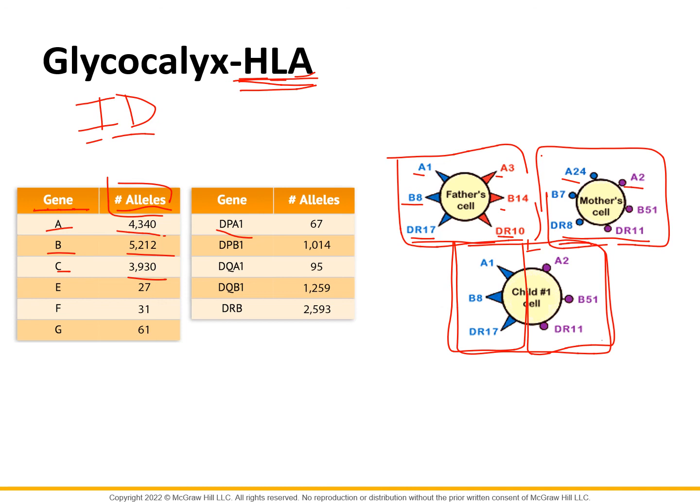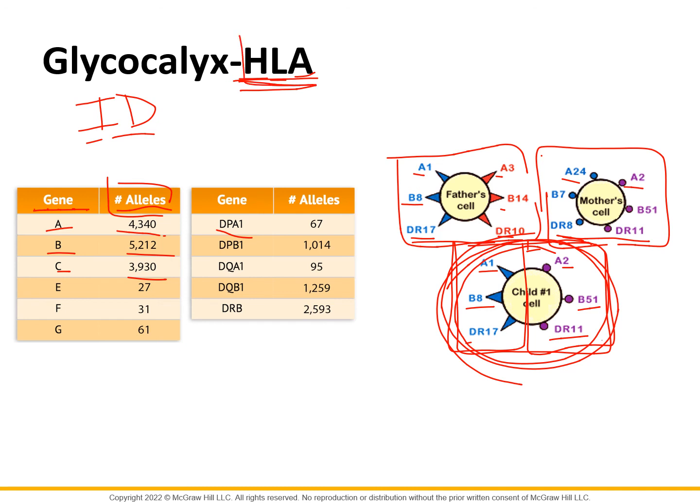So the thing where HLA comes into play a lot is if this child needs a transplant. So let's say that child needs a kidney transplant. You need to do tissue typing to match the child's HLA to the donor. So you want to match it as closely as possible. So if you have a donor, you want the donor to have A1, A2, B8, B51, DR17, and DR11. The closer you match the HLA, the less likely you're going to have transplant rejection.